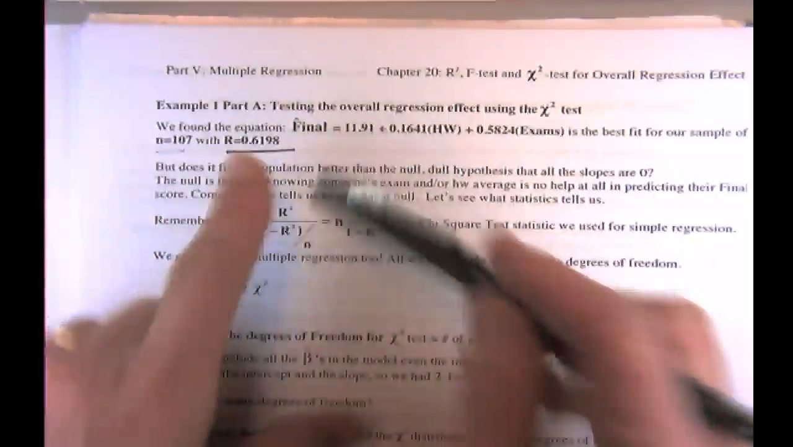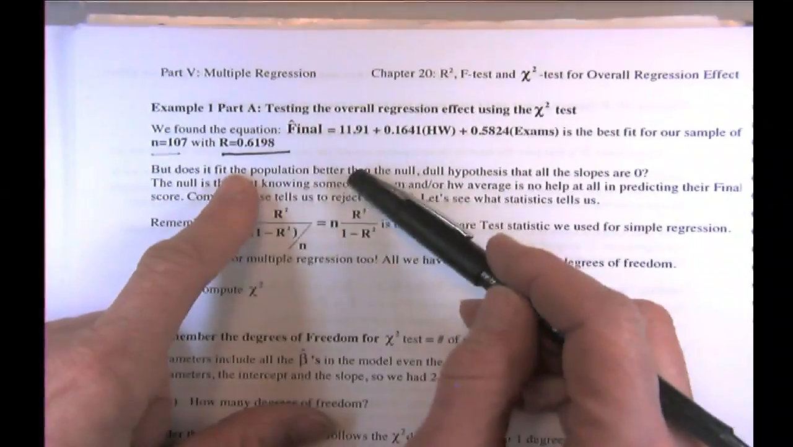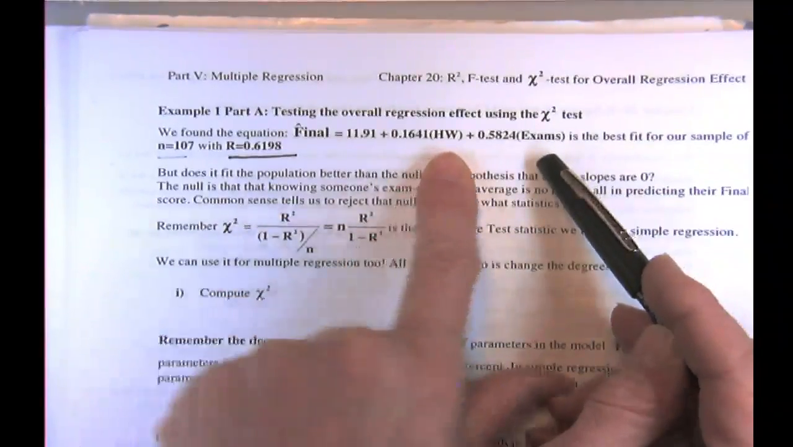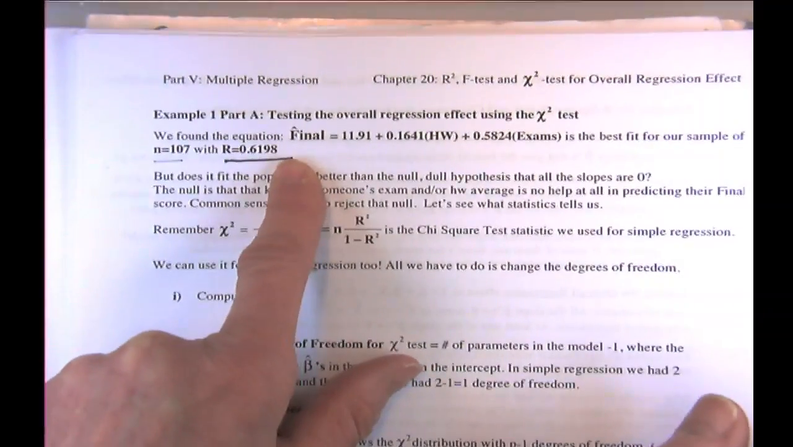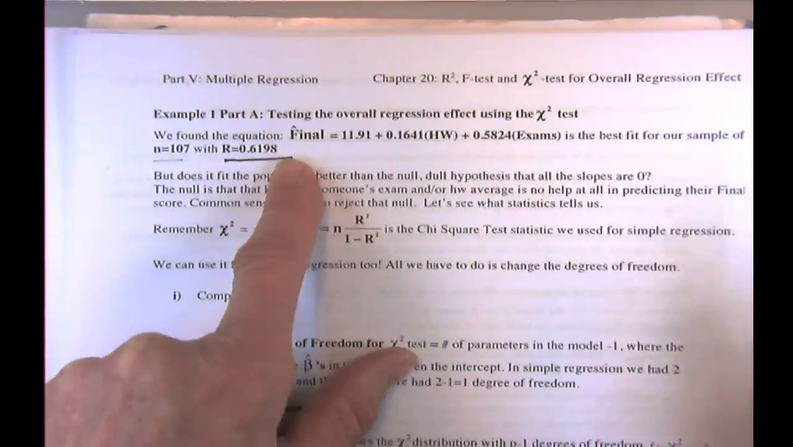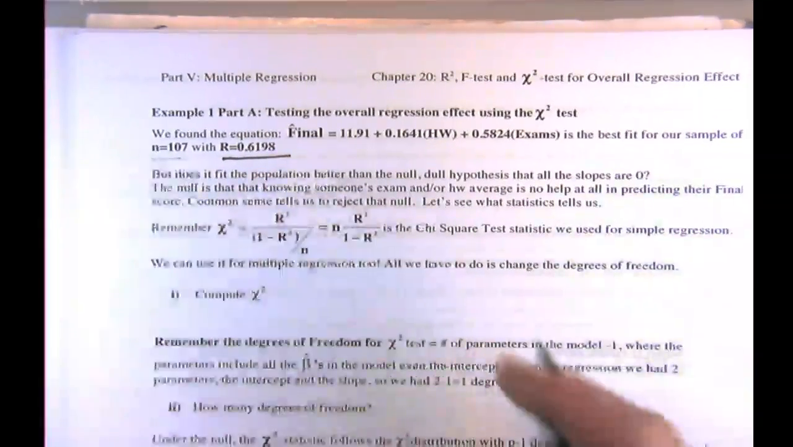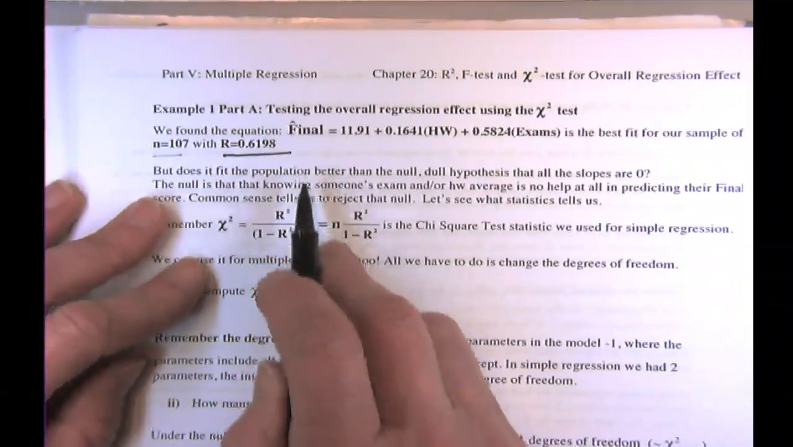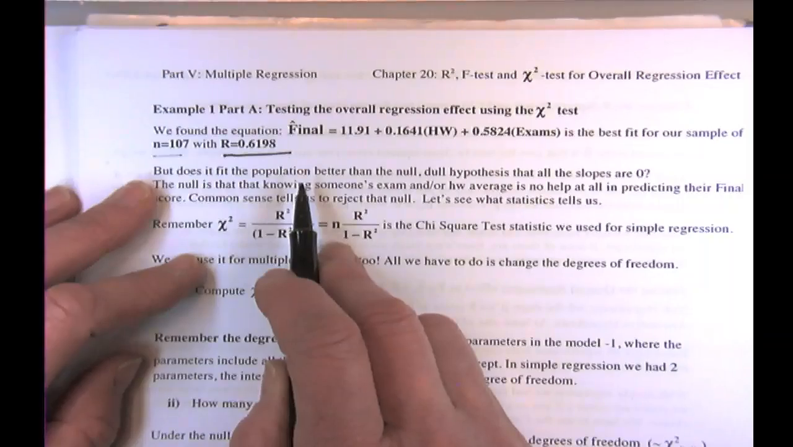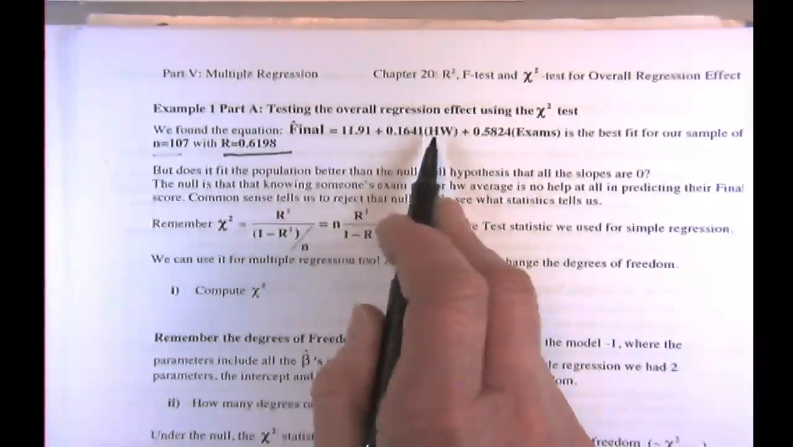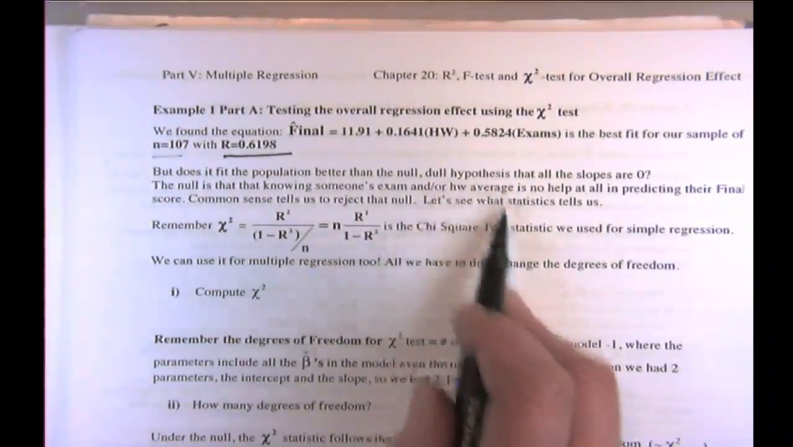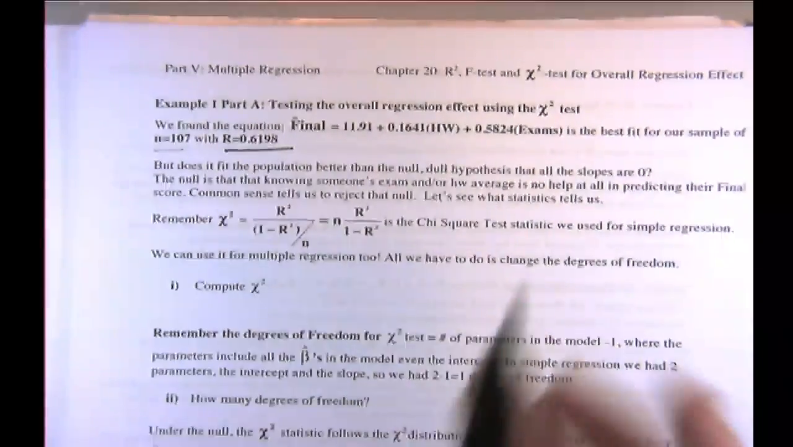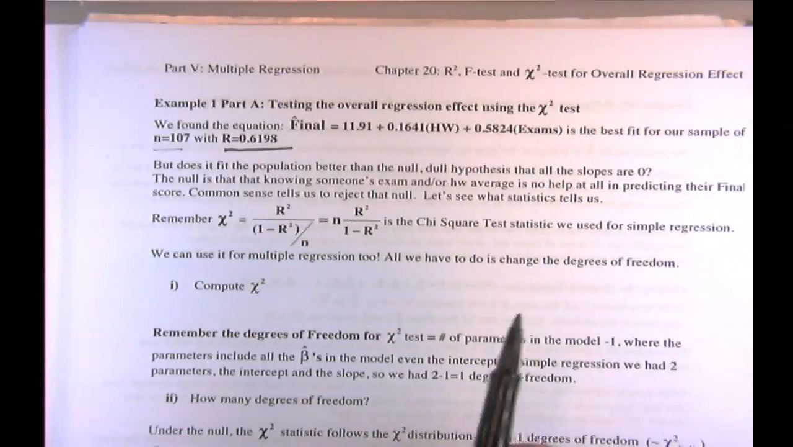Don't you think, if we test this against the null? The null says knowing something about somebody's homework or exams tells you nothing about how well they're going to do at the final, which common sense tells us is ridiculous, right? But pretend we had less of a correlation here. The idea is, we want to know whether it fits the whole population better than the null. This one is pretty obvious, it does, but let's go through the mechanics.